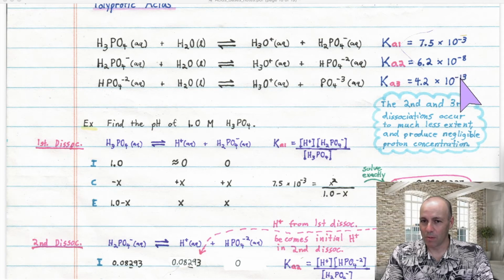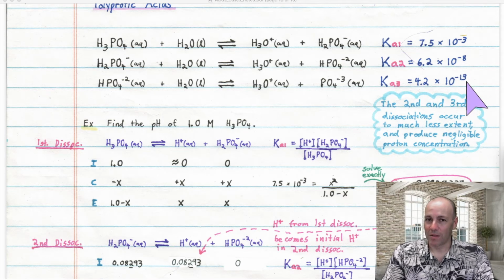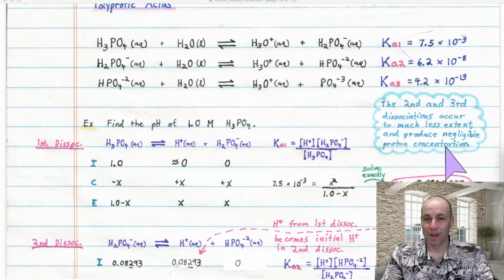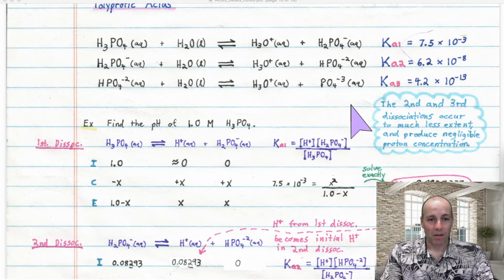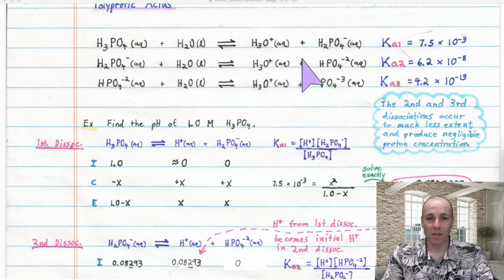If you look at the equilibrium constants, 10 to the minus 3 versus 10 to the minus 8, that's 5 orders of magnitude difference. And then 10 to the minus 8 to 10 to the minus 13, that's another 5 orders of magnitude difference. So those dissociations occur to much less extent and produce negligible proton concentration. The strategy that you should take when dealing with polyprotic acids, if you're looking for the pH, is to just ignore the second and third dissociations. So just consider the first one.